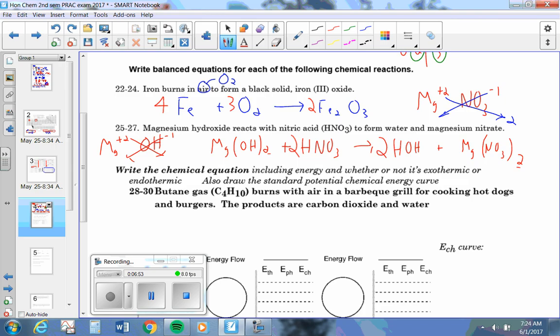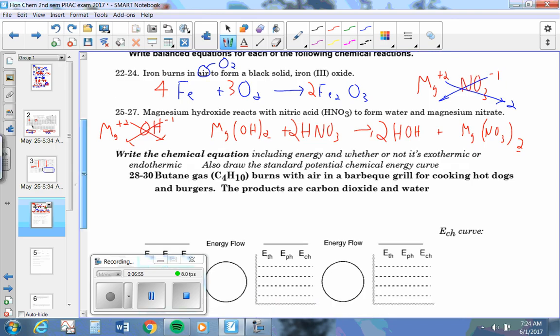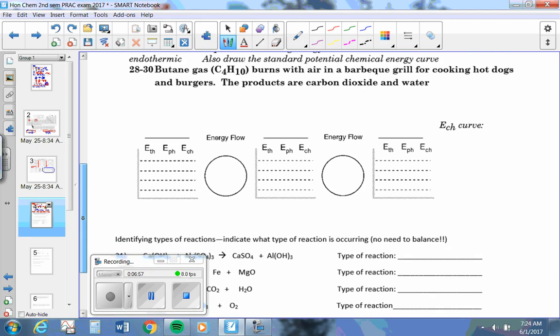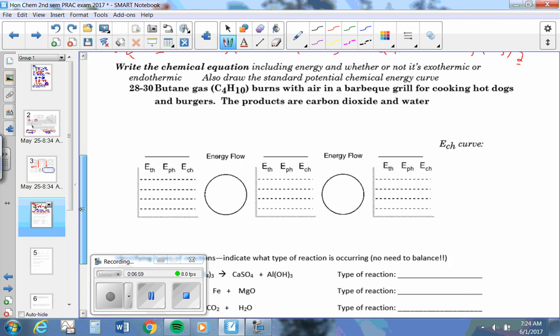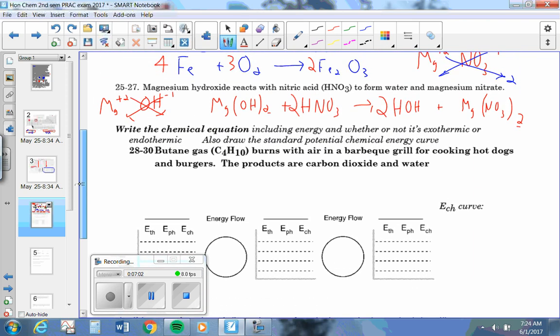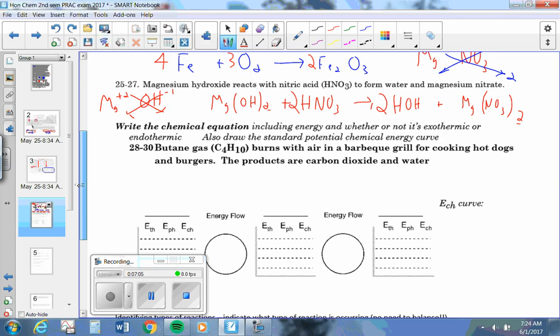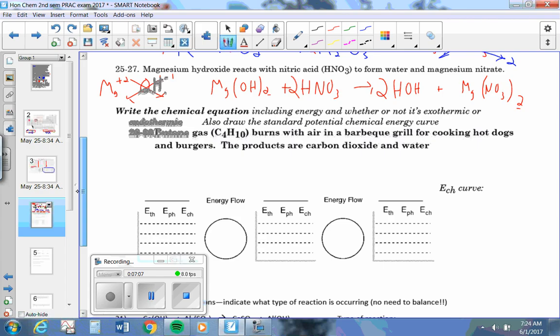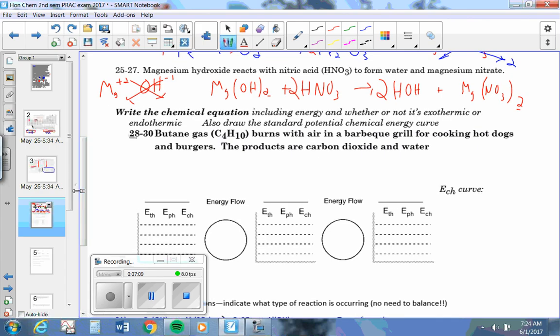And that is balanced. Next one is some energy charts. First, we have to write the chemical equation, and tell whether or not it's exothermic or endothermic. So here we go. C4H10.